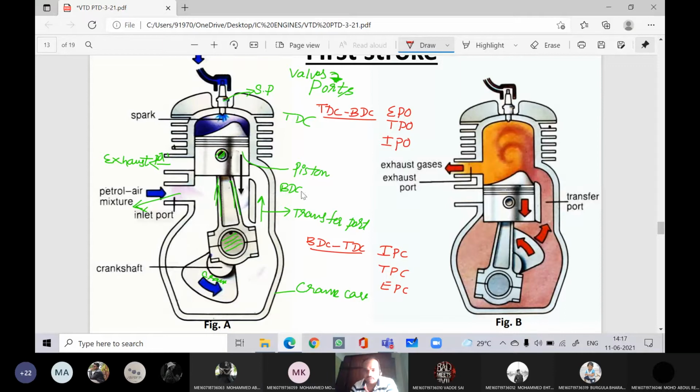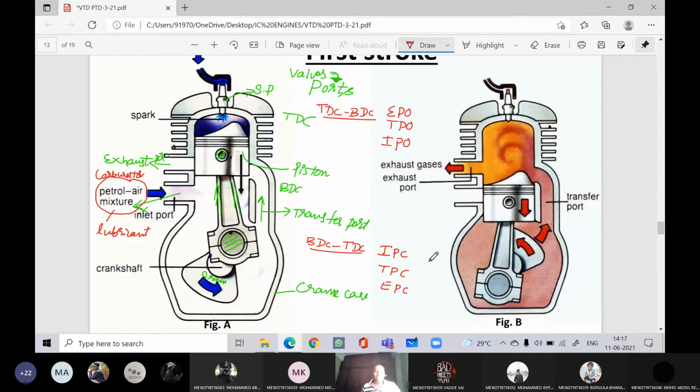Right. Now, let us assume the piston is moving from bottom dead center to top dead center. Before that, I want to explain where this petrol air mixture is coming from. It comes from the carburetor, through the inlet port. Within this petrol air mixture, lubricant is also there, right?